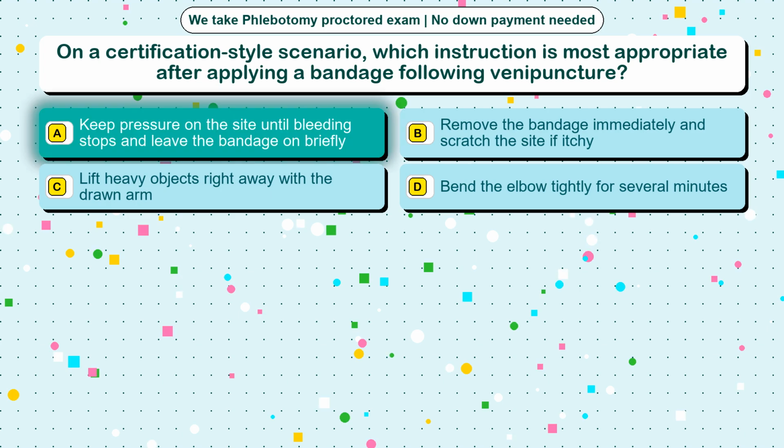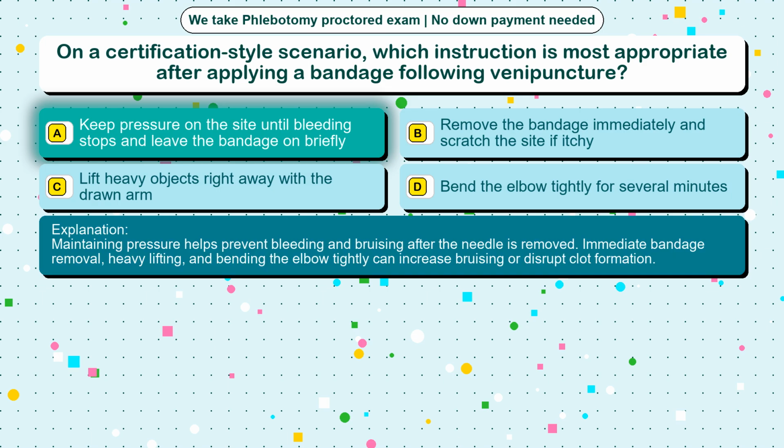The correct answer is option A. Keep pressure on the site until bleeding stops and leave the bandage on briefly. Maintaining pressure helps prevent bleeding and bruising after the needle is removed. Immediate bandage removal, heavy lifting, and bending the elbow tightly can increase bruising or disrupt clot formation.